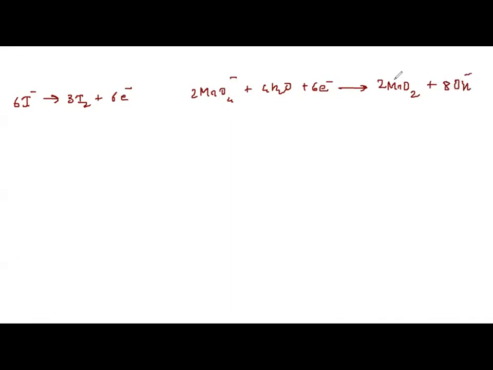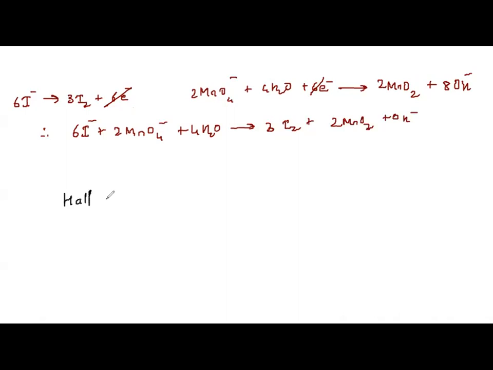So this we have done. We have equalized the number of electrons on both the sides of oxidation half and reduction half of the reactions. Now lastly, what we will do? We will add the 2 half reactions. Both the half reactions we are going to add. So 6 electrons get cancelled. So 6I minus plus 2MnO4 minus plus 4H2O gives 3I2 plus 2MnO2 plus 8OH minus. So this is in case of oxidation, half reaction method.